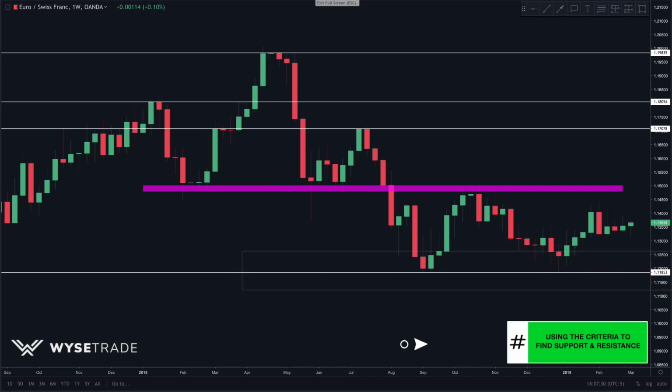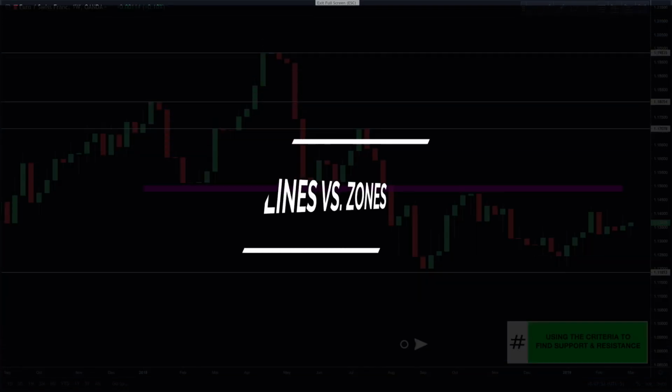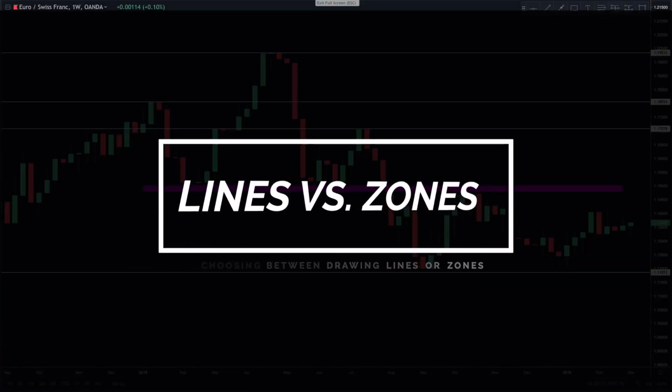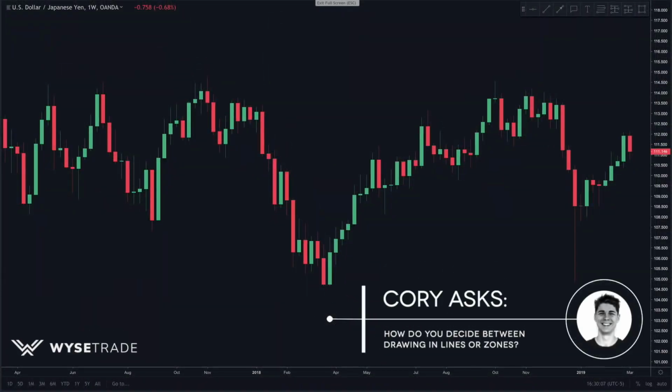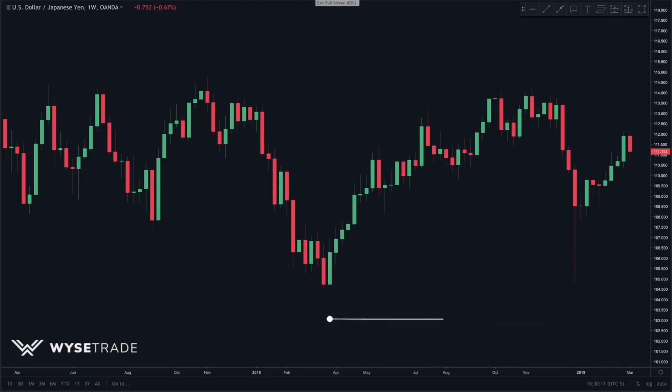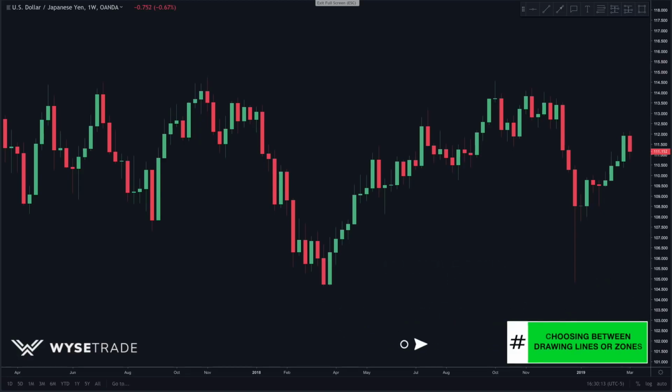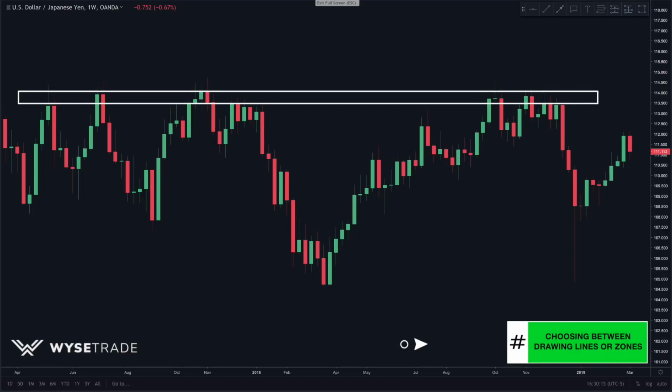Now, you have all your key levels drawn in. Now, let's continue building on what we just learned. So another question we always get asked is how do you know when to draw in lines or zones? So here is the dollar yen. Along the top, you should be able to spot this key level of resistance here.